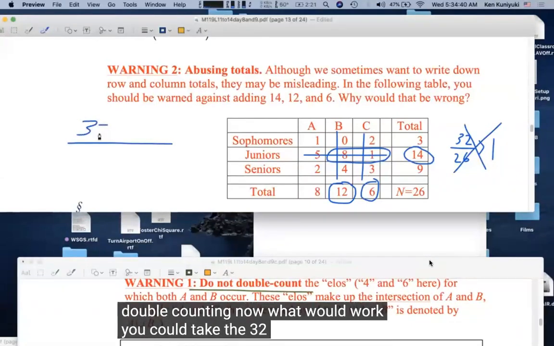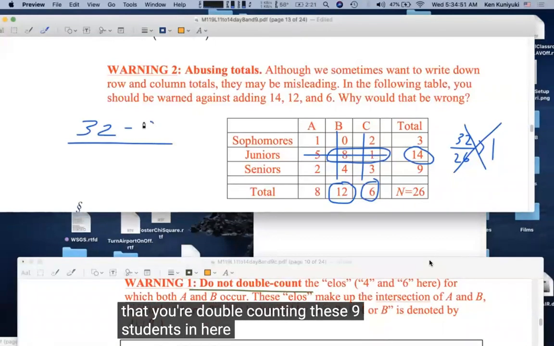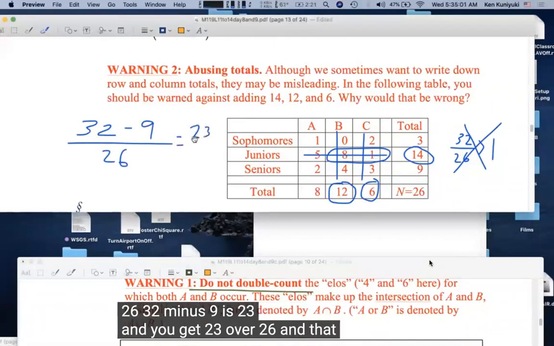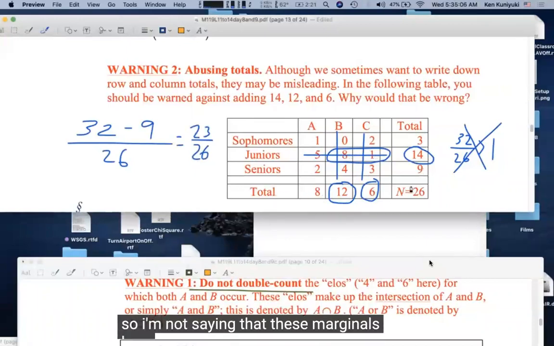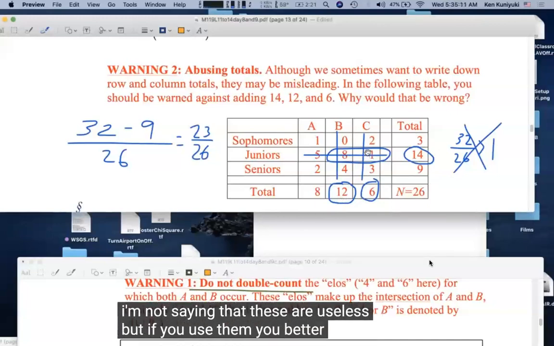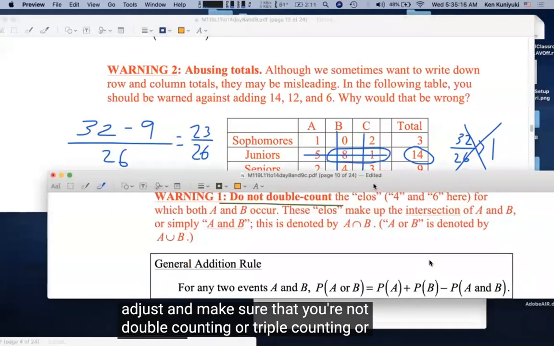Now, what would work? You could take the 32. 14 plus 12 plus 6 is 32, but you have to recognize that you're double counting these 9 students in here. But if you subtract off the 9 students and then put it over 26, 32 minus 9 is 23, and you get 23 over 26, and that would work. So I'm not saying that these marginals, these row and column totals, are useless, but if you use them, you better adjust. Adjust and make sure that you're not double counting or triple counting or whatever.